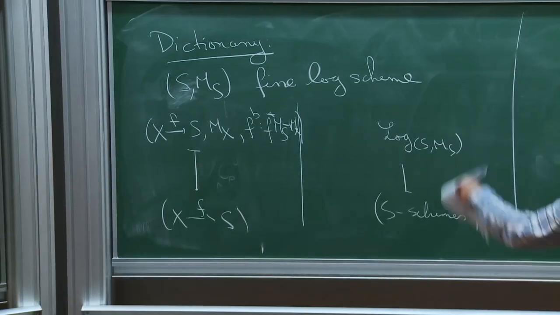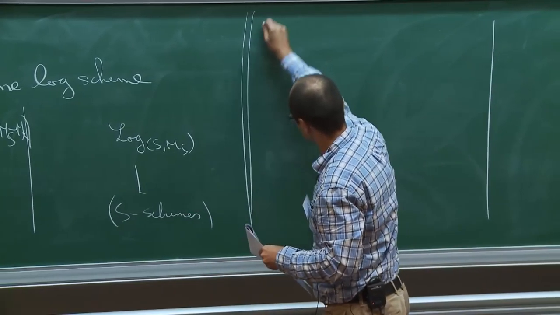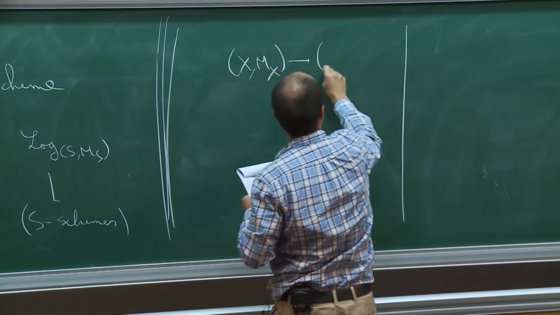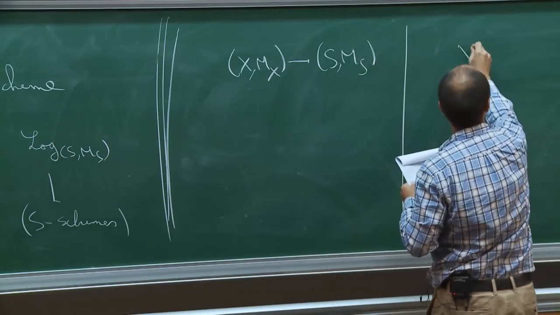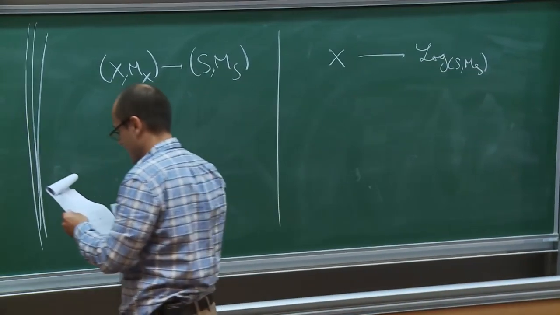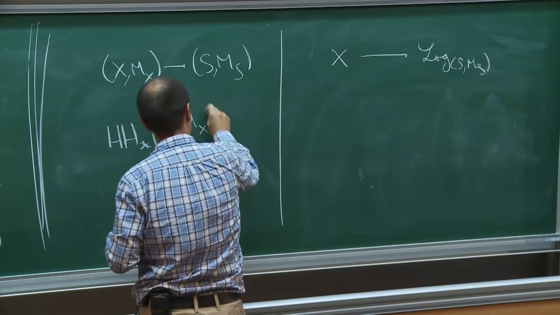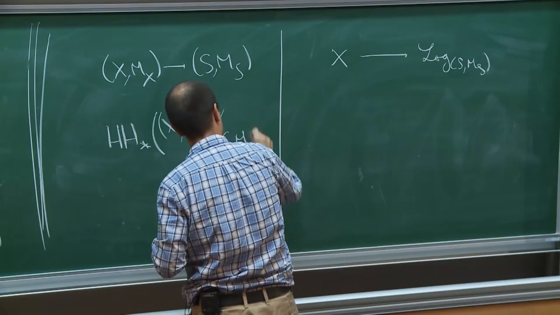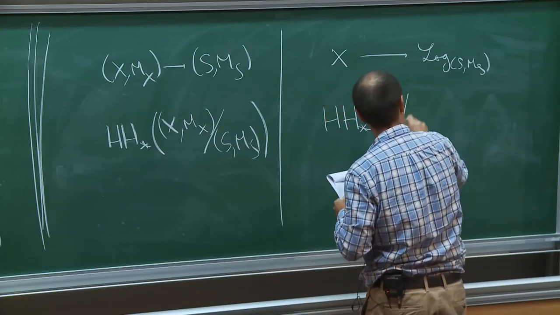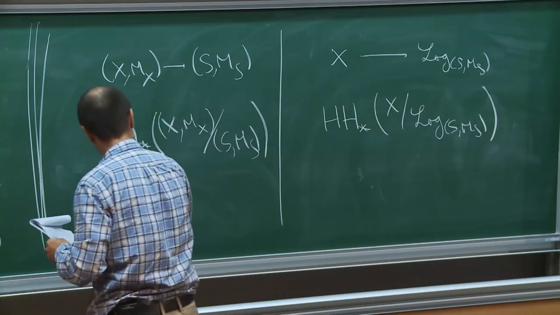Should have had a better board work, but anyway. So that's the continuation of the two columns. So that means that if you have a map like this of log schemes, that's the same as a map to the stack. And then the Hochschild homology of this will be just defined to be the Hochschild homology of X over the stack, and similarly for the cyclic homology.